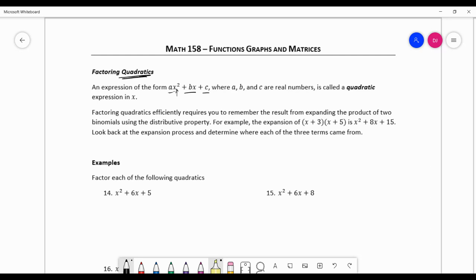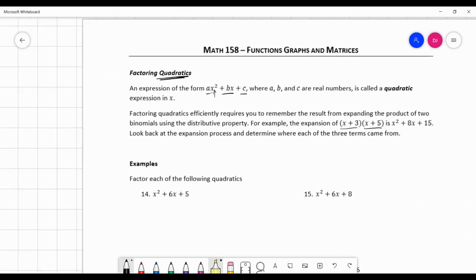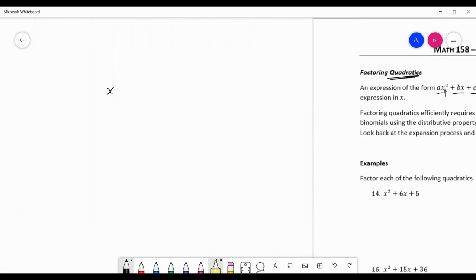Now what we want to do is we're going to practice factoring quadratics. Let's revisit this example here, x plus 3 times x plus 5. Okay, so let me move over to the side just a tad. X plus 3 times x plus 5. If I expand that, remember what we're going to get. X times x is x squared. X times 5 is 5x. 3 times x is 3x. 3 times 5 is 15. X squared plus 8x plus 15.